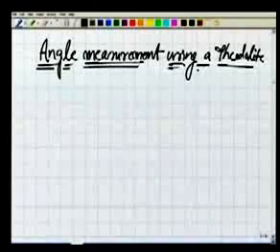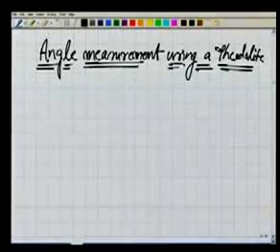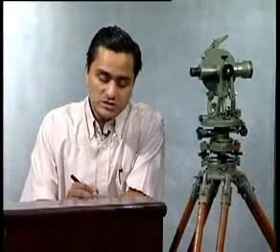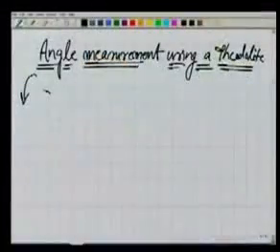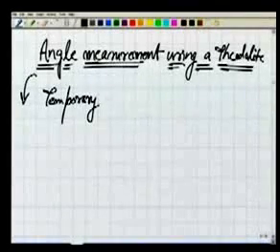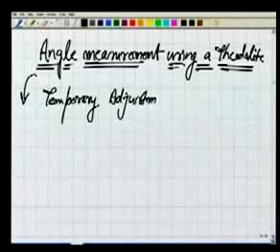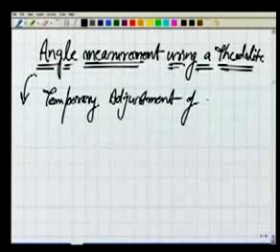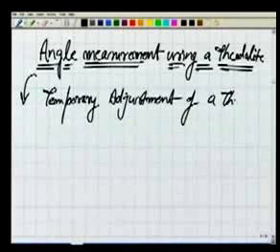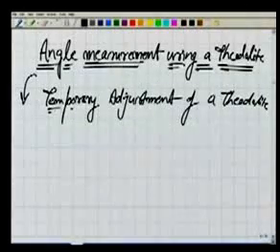It looks very simple, but there are so many steps involved, and those will control the accuracy of the angle that we measure. What are those steps? These steps we generally write as temporary adjustments of a theodolite. What are these temporary adjustments?